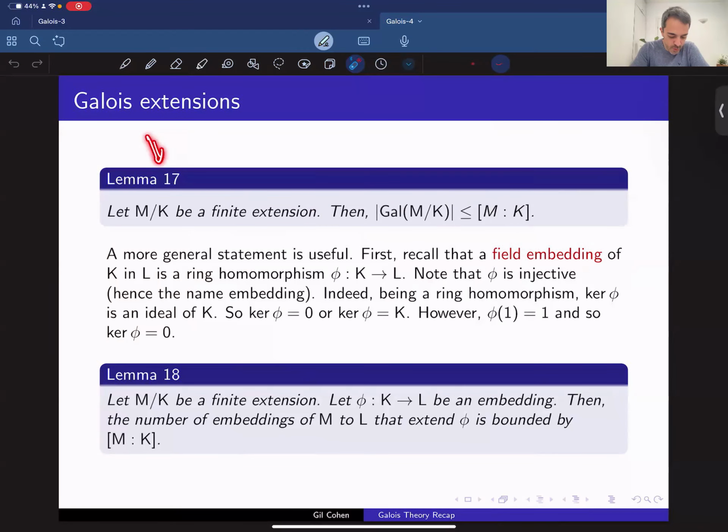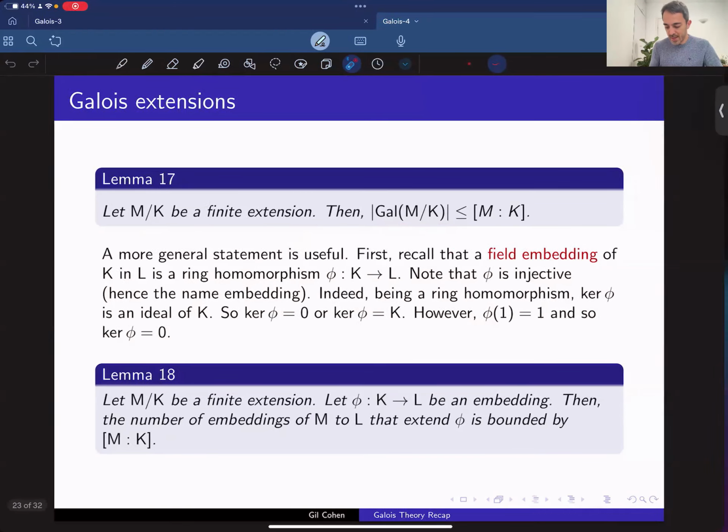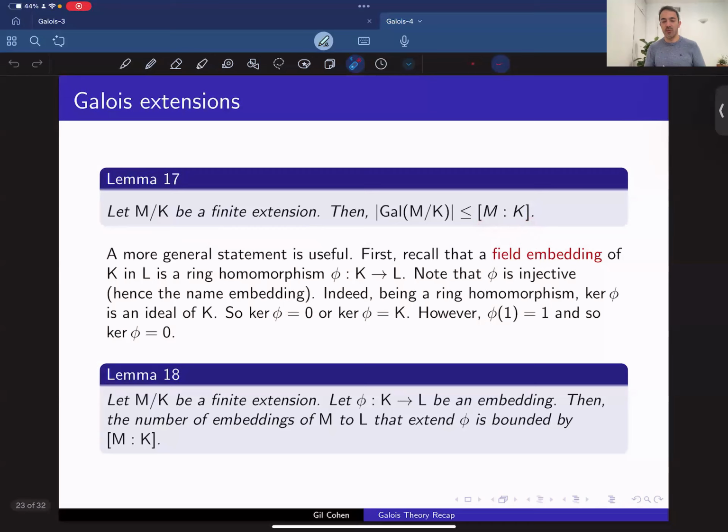So a lemma that we will use throughout is the following. It gives you a bound on how large the Galois group of an extension can be. Say you are looking at a finite extension again, then the Galois group is always bounded in size by the index of the extension M over K, which is finite because we assume the extension is finite.